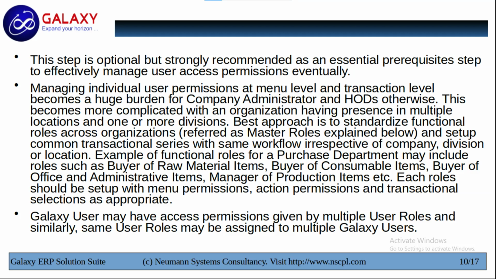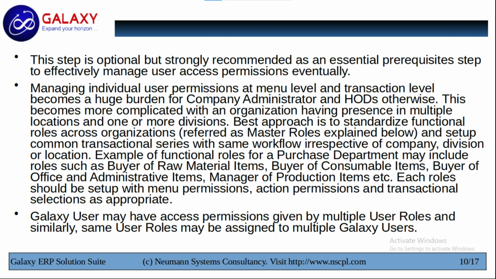The best approach is to standardize functional roles across the organization, referred to as master roles, explained below, and set up common transactional series with the same workflow irrespective of company, division or location. Examples of functional roles for a purchase department may include roles such as buyer of raw material items, buyer of consumable items, buyer of office and administrative items, manager of production items, etc. Each role should be set up with menu permissions, action permissions, and transactional selections as appropriate.